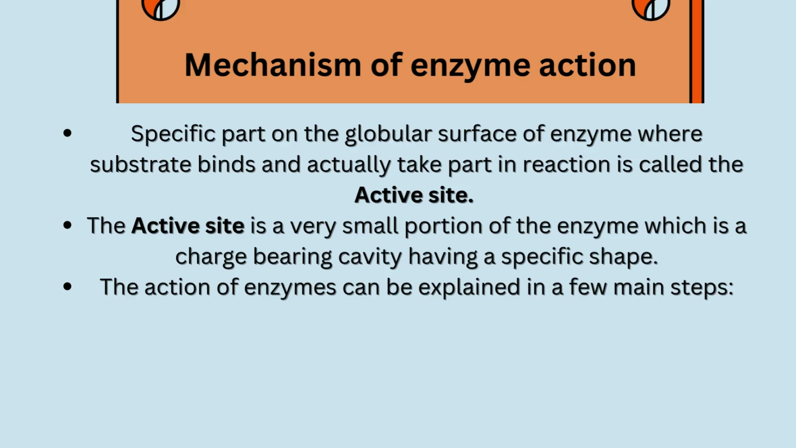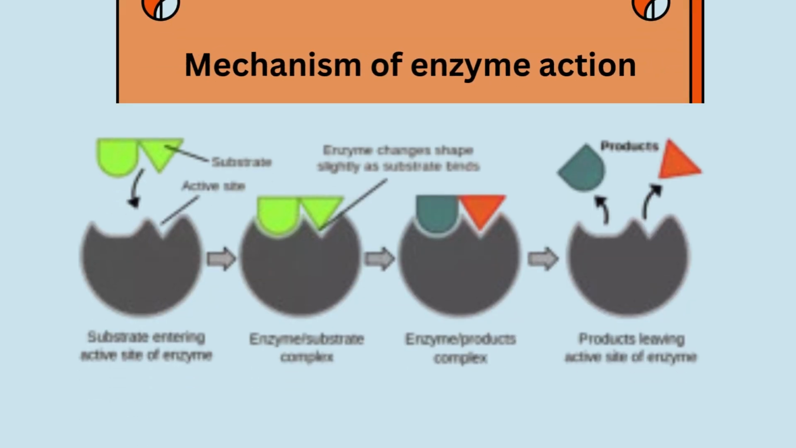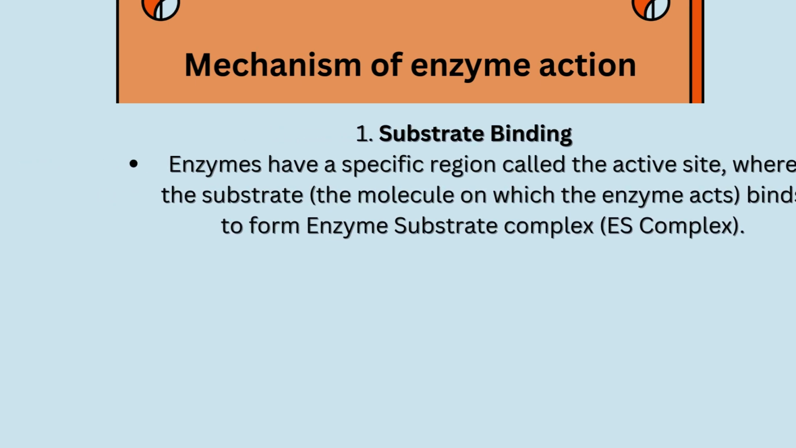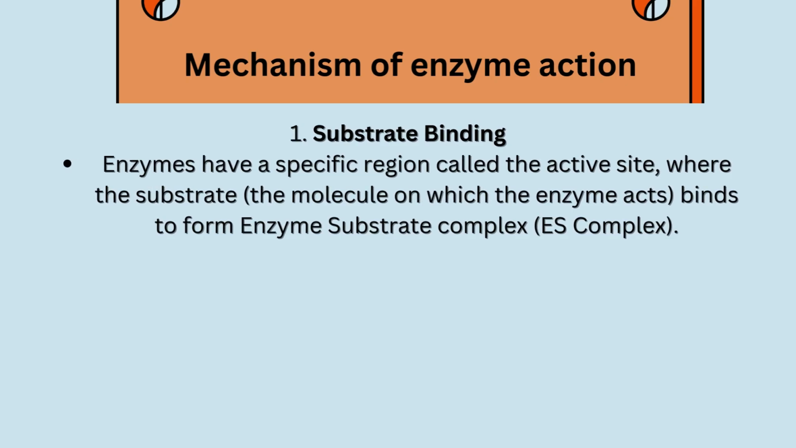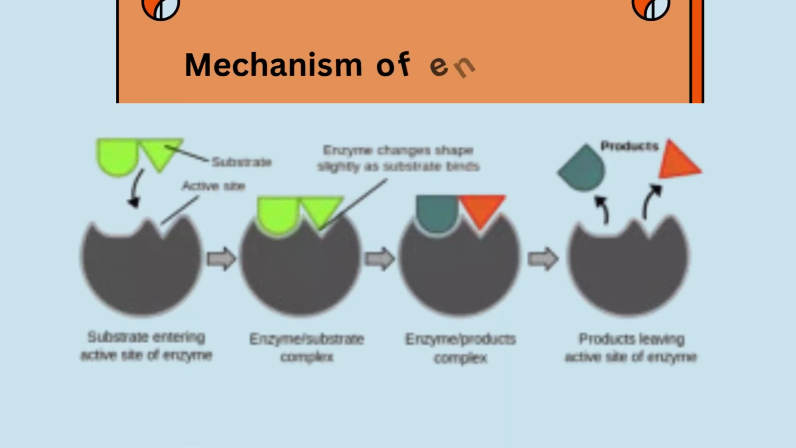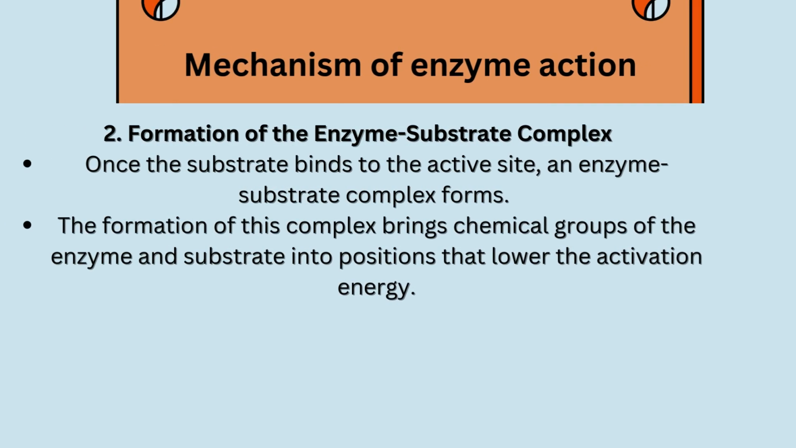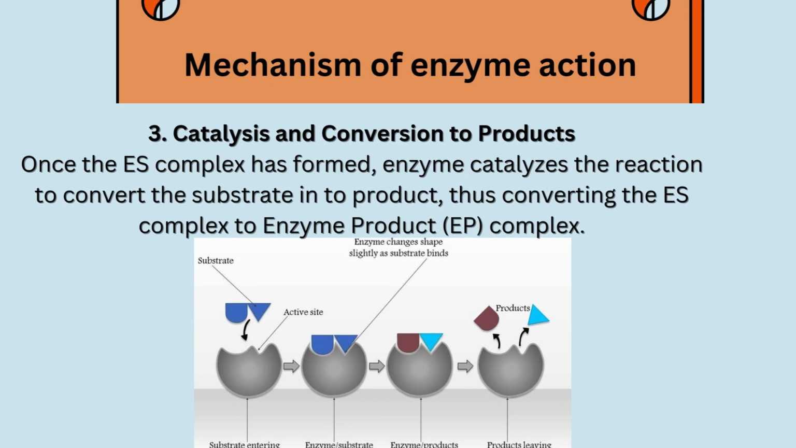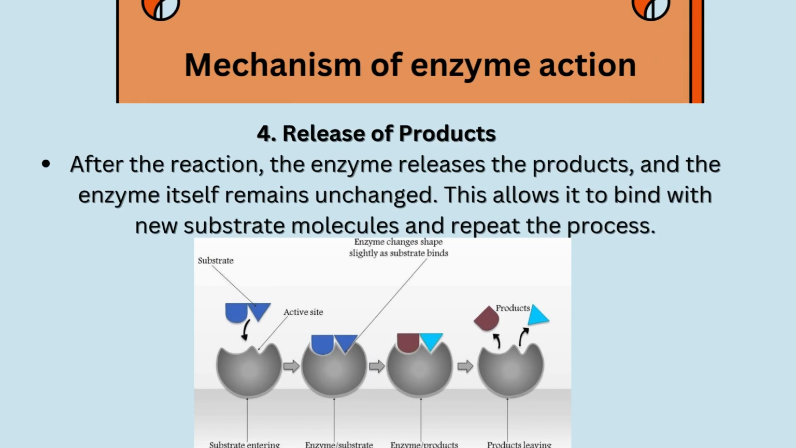The action of enzymes can be explained in a few main steps. A specific substrate molecule temporarily binds to the active site of the enzyme to form the enzyme-substrate complex. Once the ES complex has formed, the enzyme catalyzes the reaction to convert the substrate into product, thus converting the ES complex to the enzyme-product complex. Finally, the EP complex breaks up into the products and the enzyme. The enzyme molecules remain unchanged at the end of the reaction and are available again if needed for the same reaction again.